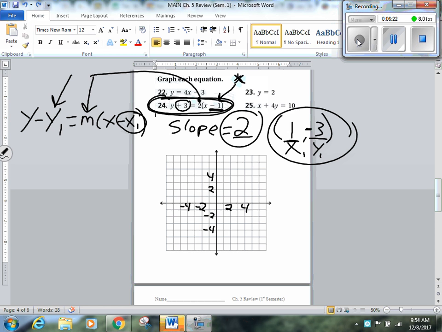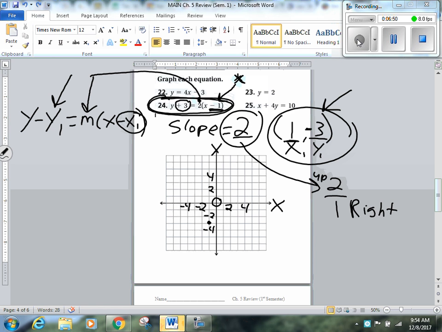Now to graph this information, I'm going to put this point on the graph first. So here's my x and here's my y. I'm going to graph starting at the 0 center. 1, -3. -3 is between -2 and -4. My slope is 2, but I like to write it as a fraction because that tells me I have to go up 2, and I always go to the right.